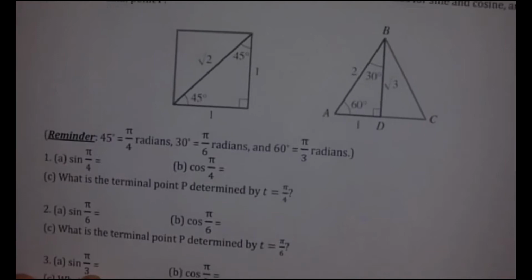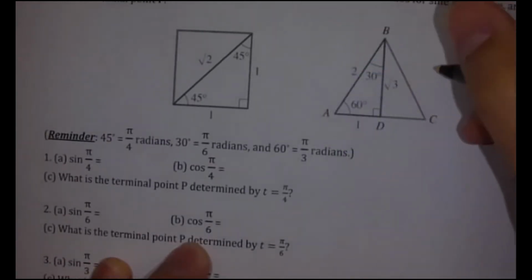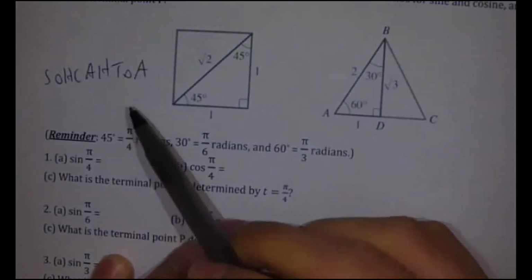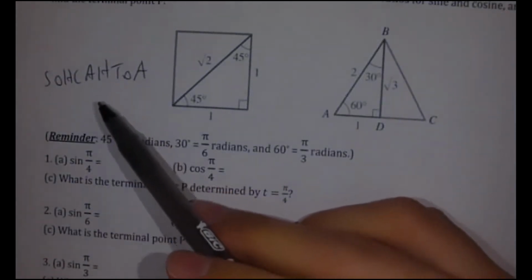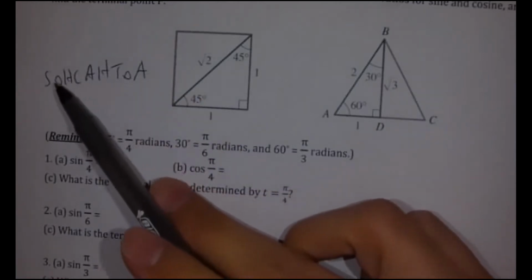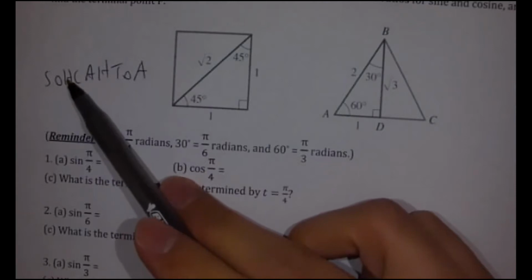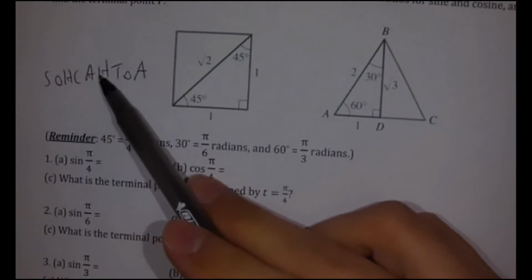Okay, all right, if you remember the acronym SOHCAHTOA, let me write that over here. SOHCAHTOA. This is supposed to help you remember the definitions of sine, cosine, and tangent. In this lesson, we only cover sine and cosine. Sine is the ratio between the opposite side and the hypotenuse for a right triangle. Cosine is the ratio between the adjacent side and the hypotenuse.